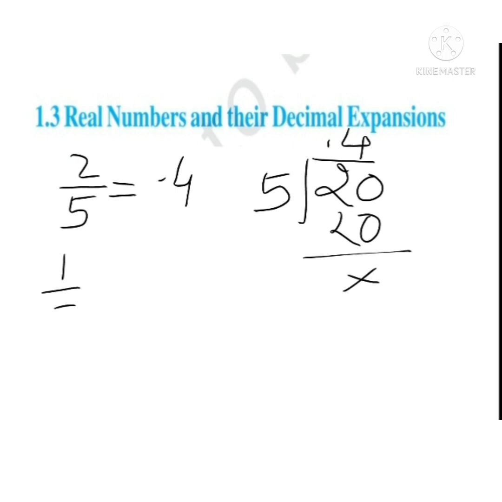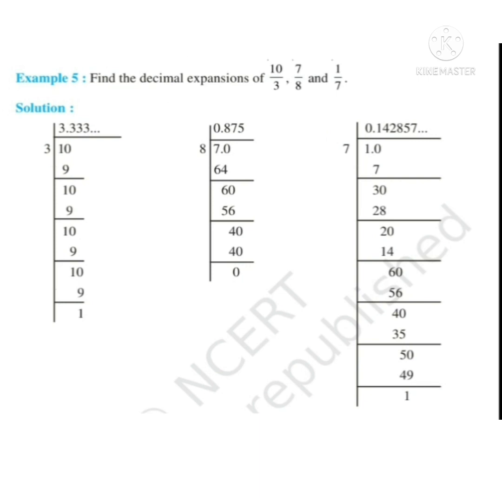Similarly, 1 by 5 is 0.2. So in this way, we can easily write down the decimal expansion of any fraction, or you can say any rational number. For now, let's consider some examples. In this question, we have to find the decimal expansion of these three rational numbers: 10 by 3, 7 by 8 and 1 by 7. Let's do it one by one.